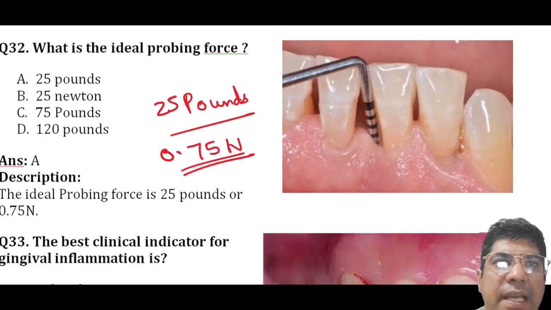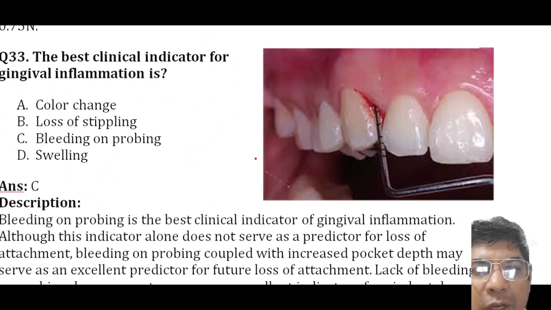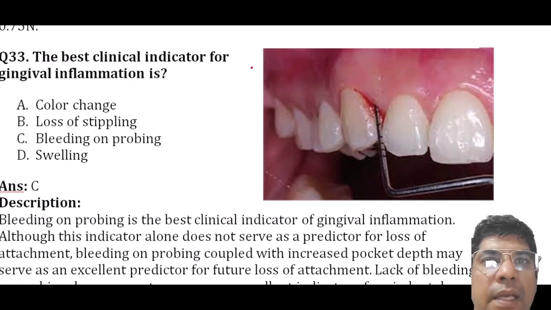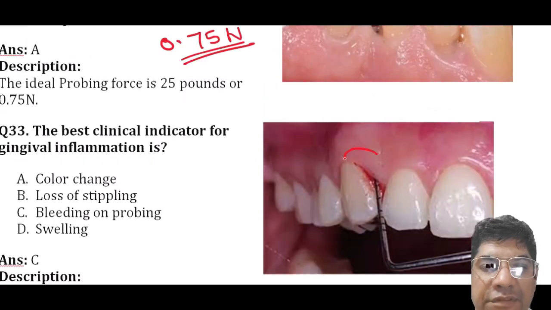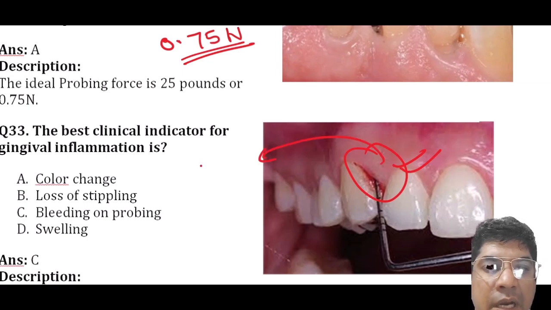The best clinical indication for gingival inflammation: bleeding on probing is the best clinical indicator for gingival inflammation. When the gingival tissues are inflamed, they are more likely to bleed when probed. So bleeding on probing is a common clinical sign of gingival inflammation, and it is used as an indicator for gum health.